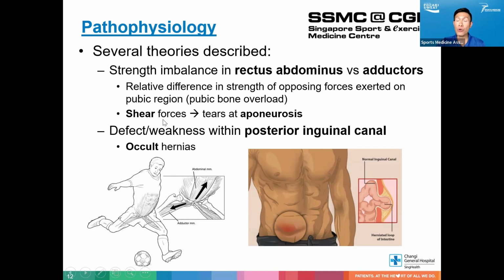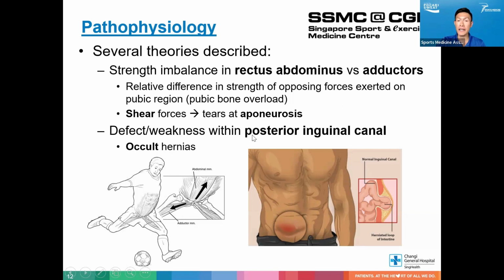And also the pull from these two main groups of muscles causes a bit of a shear force. So not only pulling but shearing, a bit of a twisting mechanism, if you may. And that causes tears at the aponeurosis. Remember this word aponeurosis, where we talked about that fibrous web layer that everything inserts into. Everything pulling in different directions causes tears at this region.